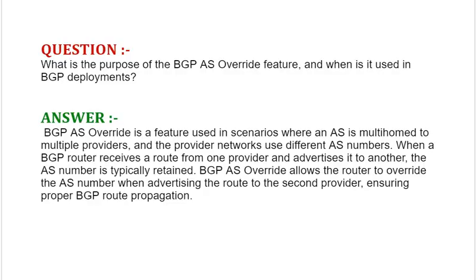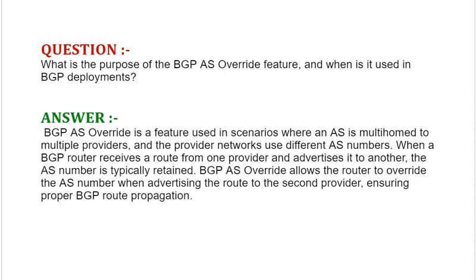Our interview question based on Service Provider Advanced Routing Solutions is: what is the purpose of the BGP AS override feature and when is it used in BGP deployments? Your answer should be: BGP AS override is a feature used in scenarios where an AS is multi-homed to multiple providers, and the provider networks use different AS numbers.